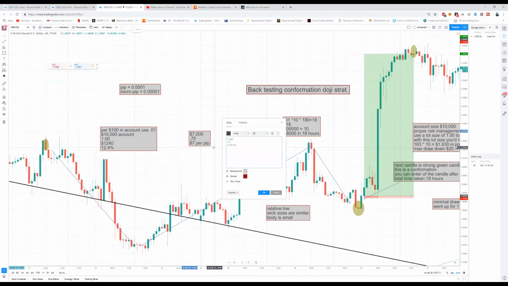So we're making $7 per pip and we caught 163 pips. I could do that calculation, but I'm going to use my calculator to make sure I do this right. That would be $1,141. Oops, I don't know where that 2 came from.